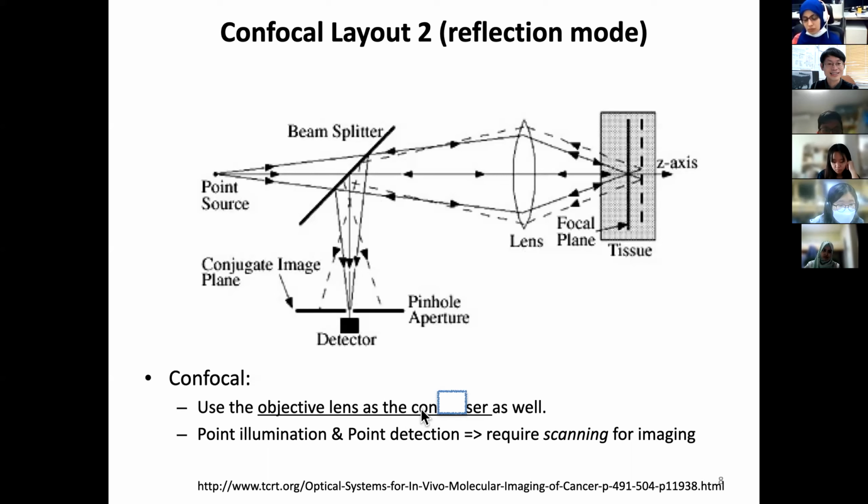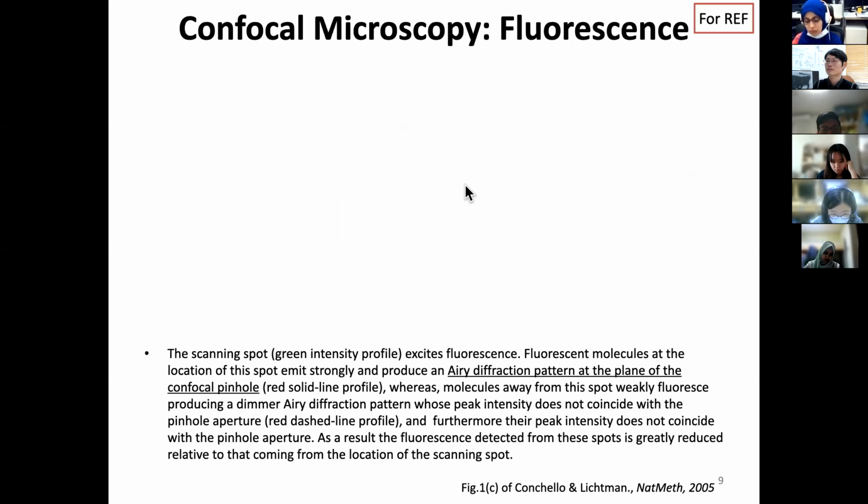Oh yeah, in fact, condenser. Exactly. The objective lens is serving as a condenser lens. And here, again, look at this geometry: point illumination, point detection, which requires, like Laxman said, scanning for imaging.